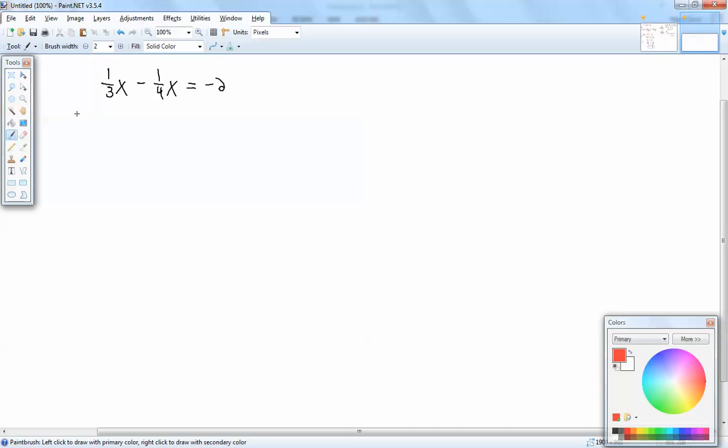First step is get rid of parentheses. Don't have any. Second step is get rid of fractions. I do have fractions. And the first thing we need to do is find an LCM of 3 and 4, our two denominators.